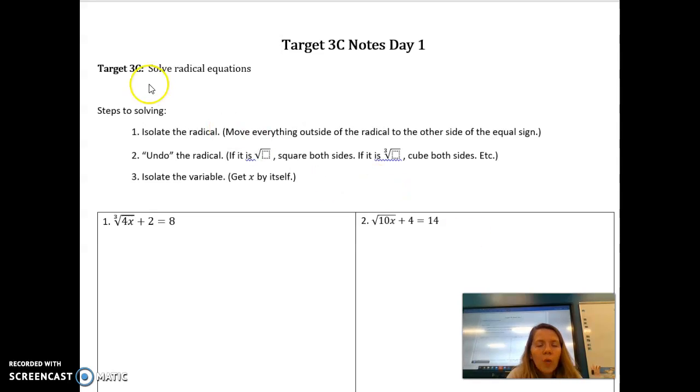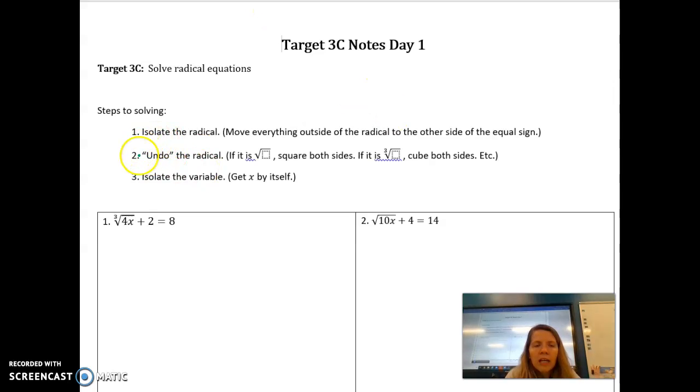We are going to continue to solve radical equations, which is what you worked on Friday. So, steps to solving. You need to make sure you isolate the radical, meaning you move everything outside of the radical to the other side. So if it's a plus 4, you would subtract 4 from both sides. Notice, that's when it's outside the radical, not underneath.